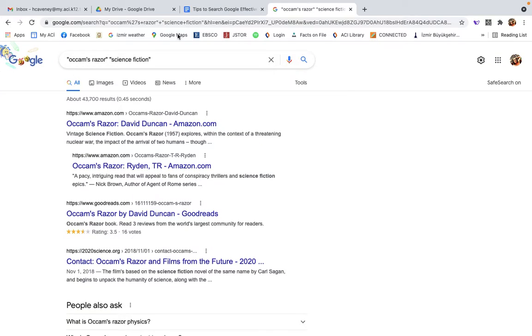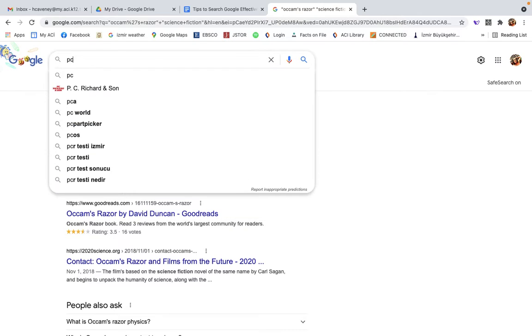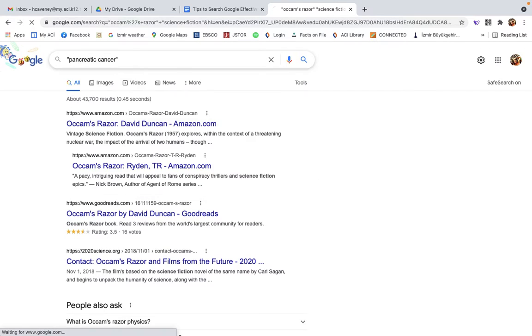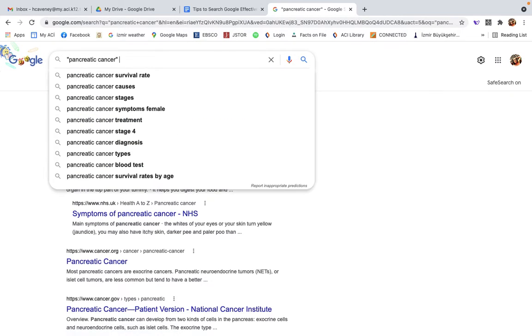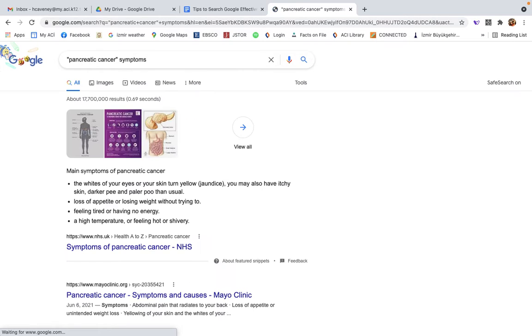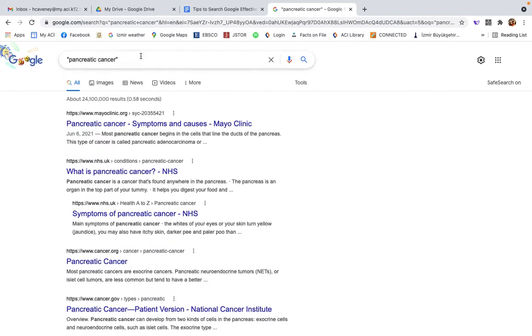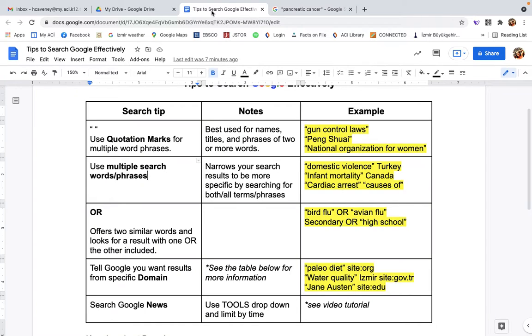That's the other thing. We could go back here and look at pancreatic cancer. Oh, I forgot my quotations. Let's do that really quick. And let me do, let's look at symptoms, okay? So that's going to have less results. Notice 17.7 million, still a lot, but it's less than the 24 million for just pancreatic cancer. So definitely try to focus with multiple search terms.